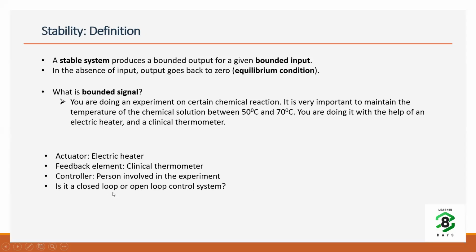This question is also already answered. Is it a closed loop or open loop control system? These are the classifications of control systems, whether closed loop or open loop. Another question: is it a manual control system or an automatic control system? Since a human being is involved to make the decision, we will say it is a manual control system, not an automatic control system. Next question: can this experiment be successful?